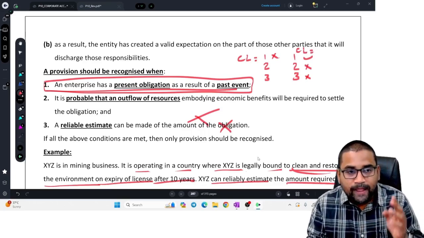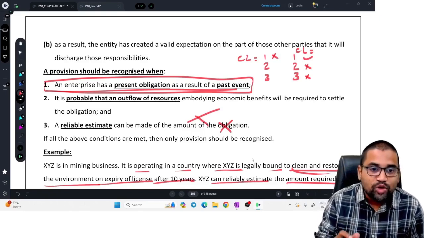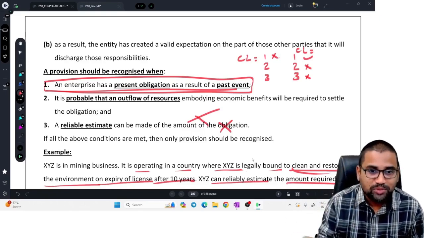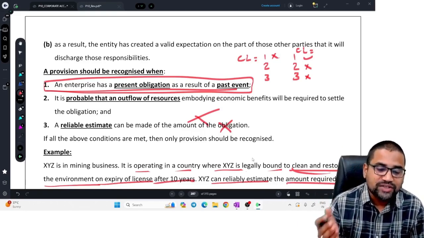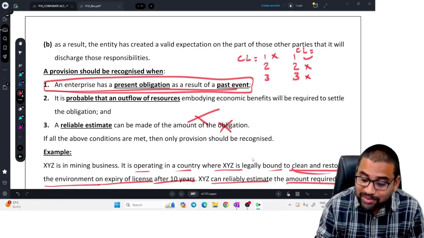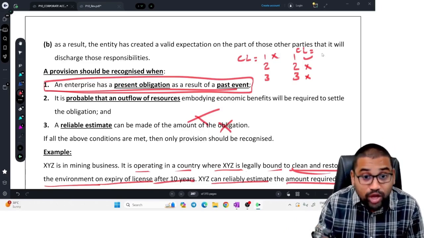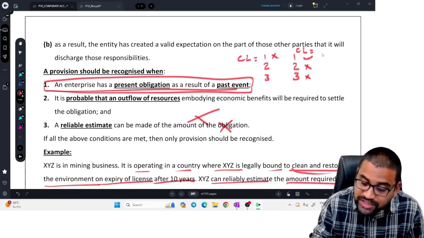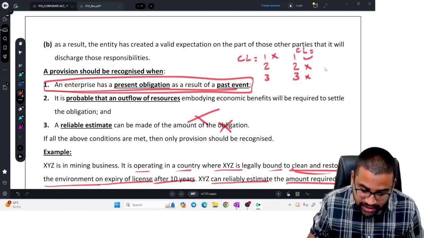So therefore, what is a contingent liability? A contingent liability is where there is no present obligation. It is a possible obligation which will be confirmed by the occurrence or non-occurrence of one or more uncertain events not wholly within the control of the entity. Or a contingent liability is a present obligation, but it is not recognized. Why? Because there is no probable outflow of resources to settle that obligation, or a reliable estimation cannot be made.